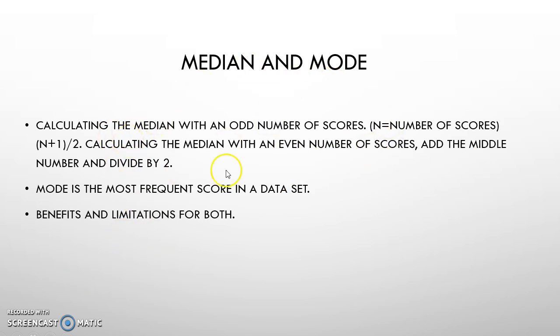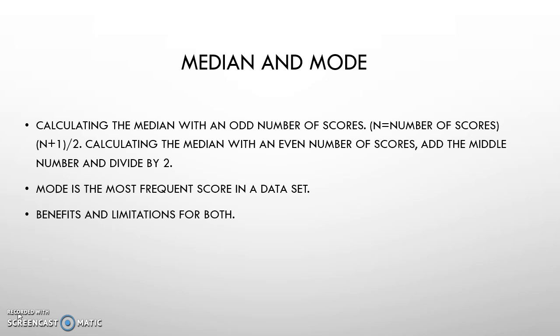So here we have the mean, median and mode. When you're calculating the median with an odd number of scores, n would be the number of scores that you've got. Say you had 11 scores, going back to earlier. You would add 1, then divide by 2 to find the middlemost point. So you would have 12, divided by 2, which is 6. But that wouldn't be your answer. It would be the 6th number, or your 6th score in the rank order.